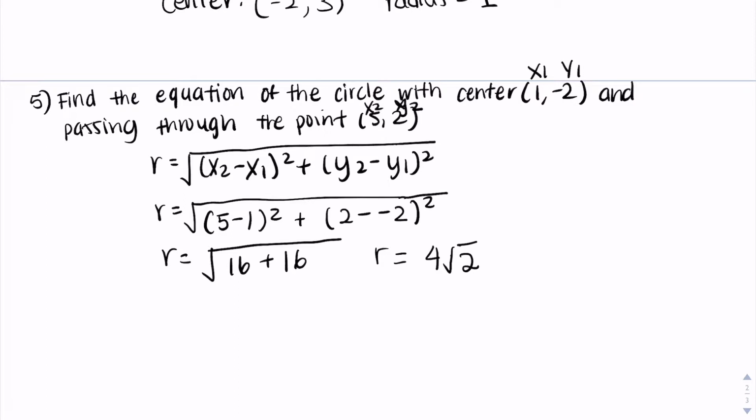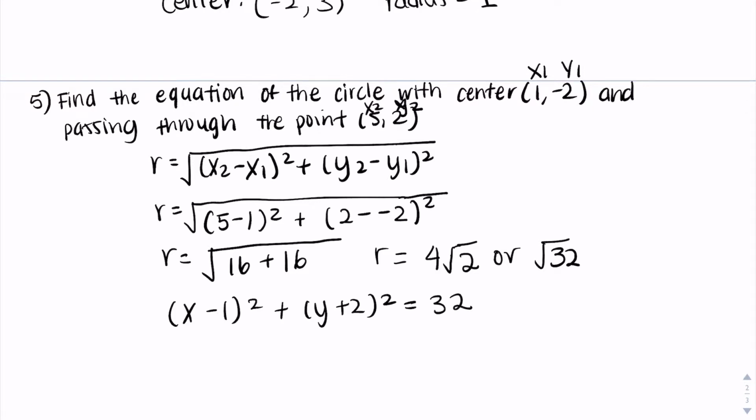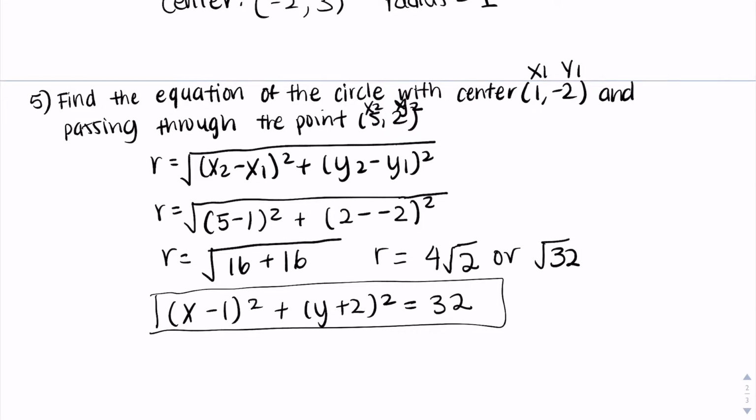And the answer is 32. So the answer will be x minus 1 squared plus y plus 2 squared equals 32. That will be the standard equation for a circle.